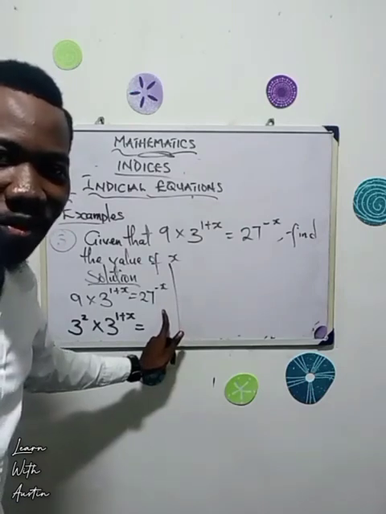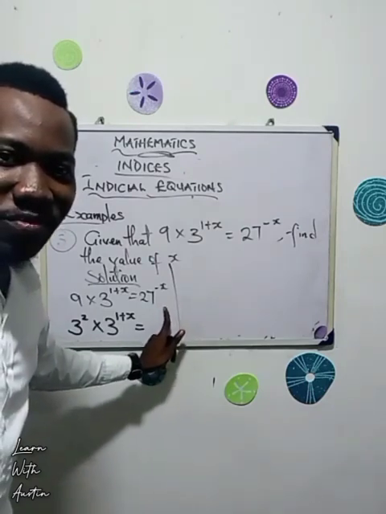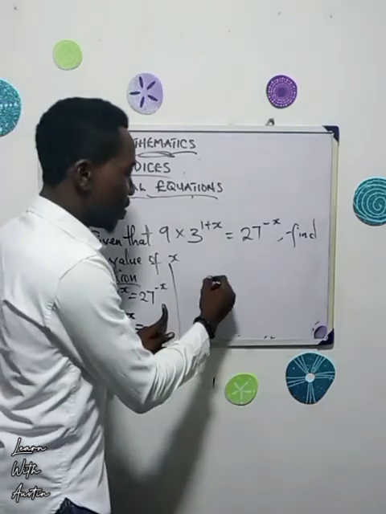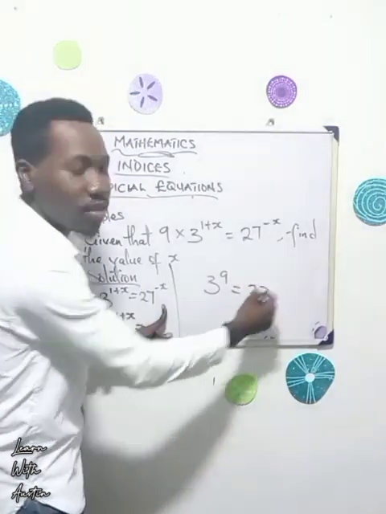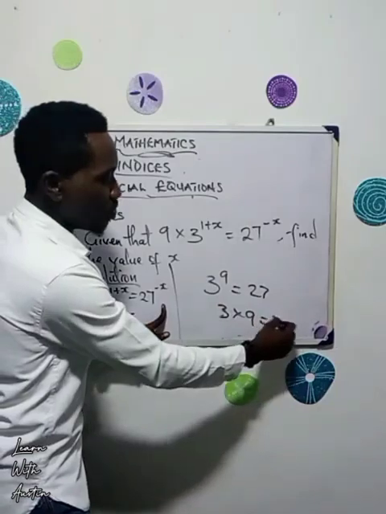Evelyn says 3. Okay. Bede says 9, 3 raised to power 9. No, it will not give us 27. It's actually 3 times 9 that will give us 27.